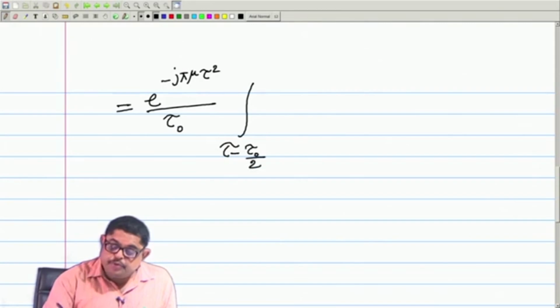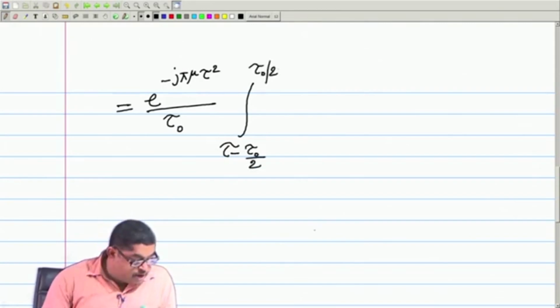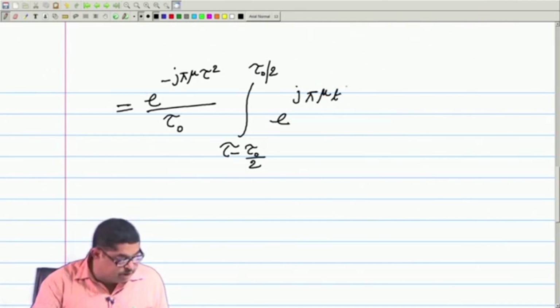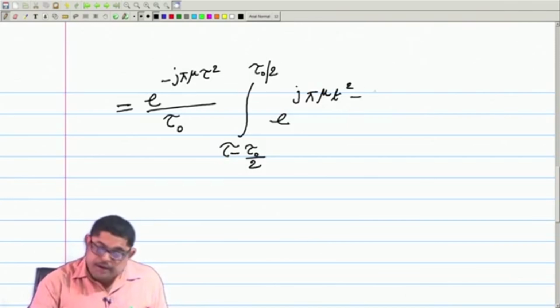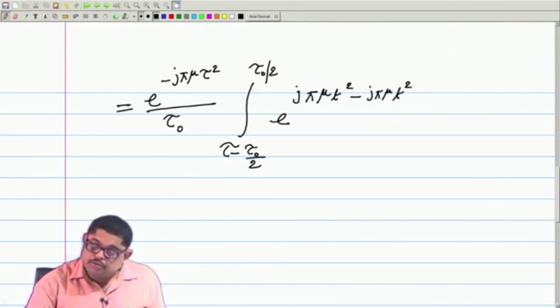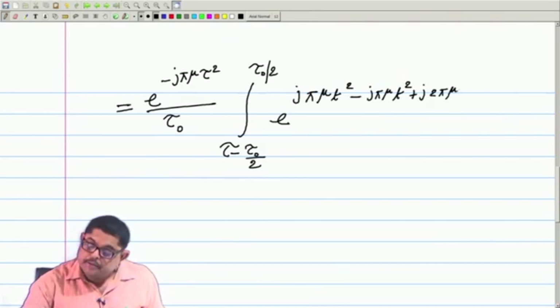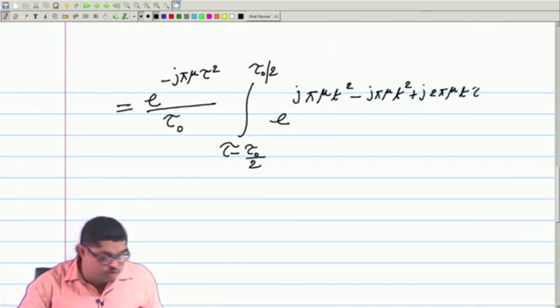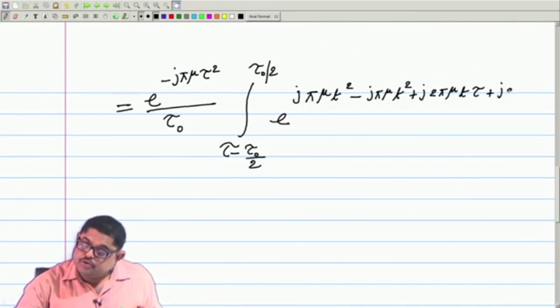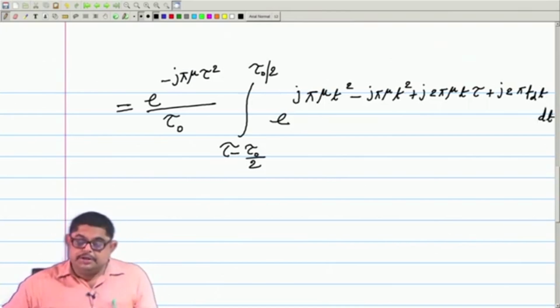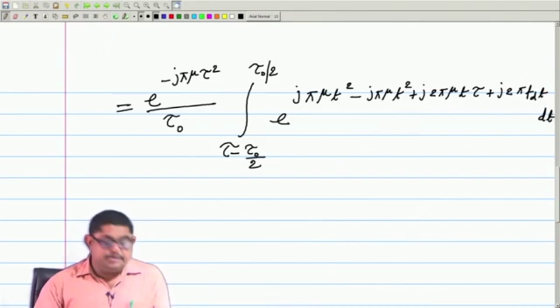minus tau naught by 2 to tau naught by 2, and what remains there is e to the power j pi mu t square minus j pi mu t square plus j 2 pi mu t tau plus j 2 pi f d t dt. So, it is a whole exponential thing, e to the power j integration.